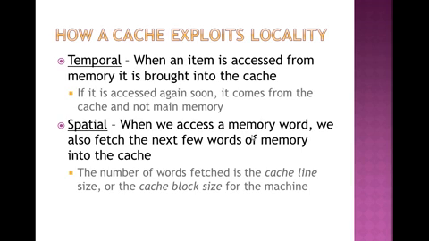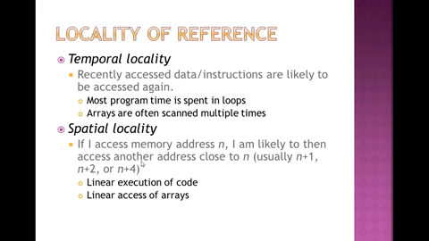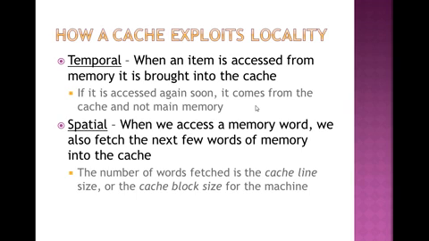Next is the spatial. When we access a memory word, we also fetch the next few words of the memory into the cache. As in this slide, we have studied, this is close to the next one, so it will access the next one, and the next one. If I am accessing the elements and after 2 nanoseconds I am accessing the element again, the CPU fetches it from the cache. So when accessing a memory word, it also brings the next few words, that is 2 or 3 words, the successors of the element fetched from the memory. The number of words fetched is the cache line size or cache block size for the machine.